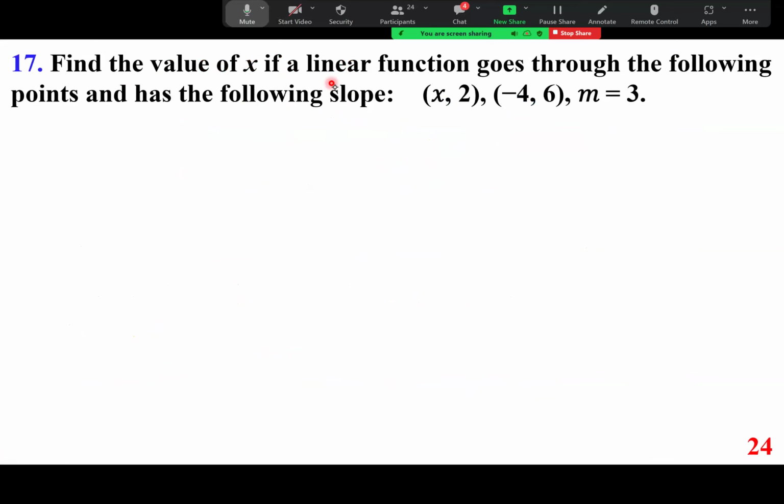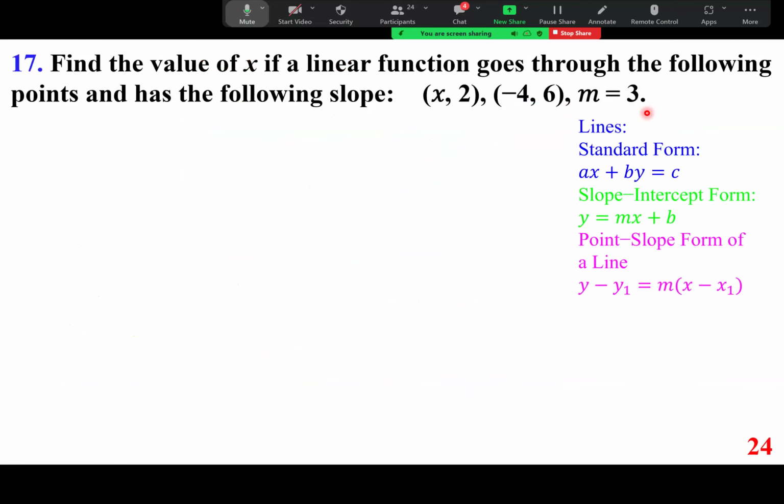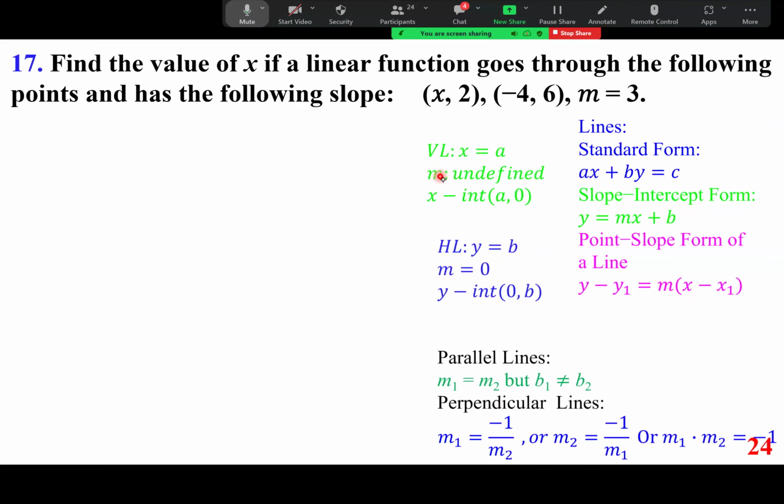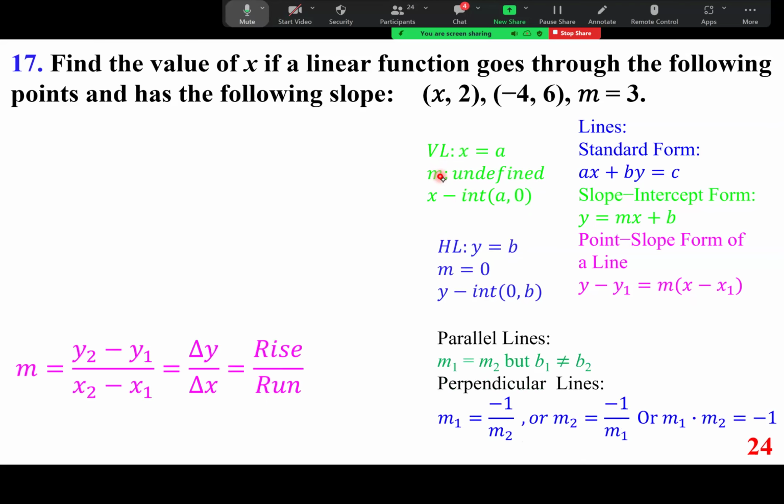Find the value of x if a linear function goes through the following points and the following slope. Well, m is rise over run. So y sub 2. So we have the formulas. Everybody remembers various forms of lines. And again, we've discussed that before. So vertical line, horizontal line, parallel lines, perpendicular lines.